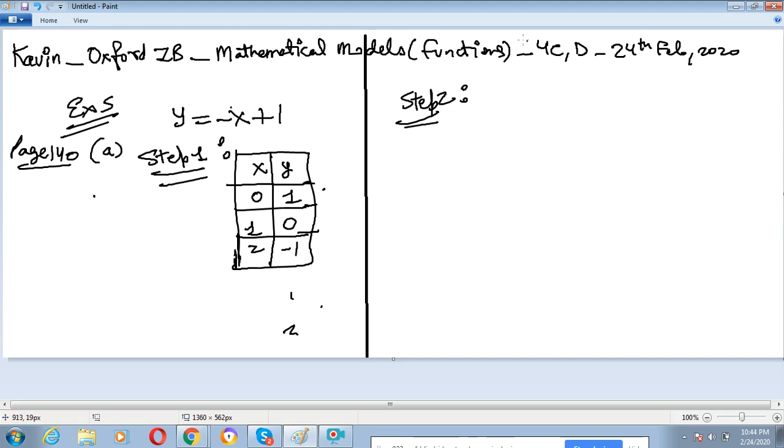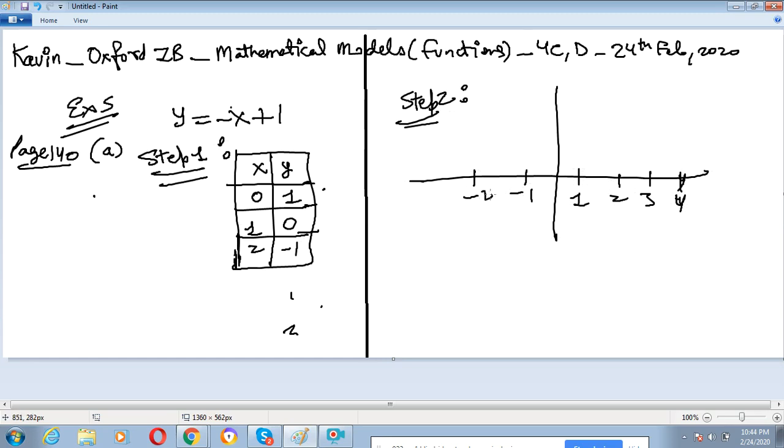Okay, so step 2 is draw the graph. Very simple. You have graph 1, 2, 3, 4, and so on. And minus 1, minus 2, minus 3. Each box you can take it as 1 unit. 1, 2, 3. And minus 1, minus 2. Of course, I can take a different color also. 0 comma 1. So this is the first point.